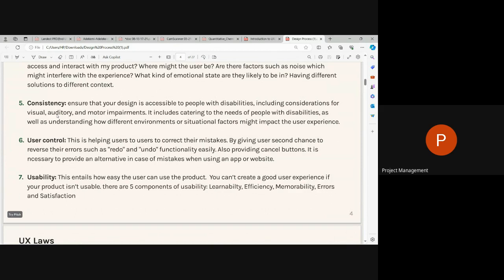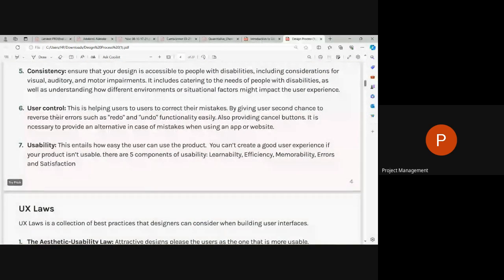So we have the sixth one, which is user control. Always make sure that you help your users to redo their mistakes, to correct their mistakes. Give your users a second chance to correct their mistakes, because we all know that nobody is above mistakes. So you have to give your user a second chance to reverse their error by adding redo buttons, by adding undo buttons or undo features. So you have to make sure that you give your user a second chance to undo their mistakes.